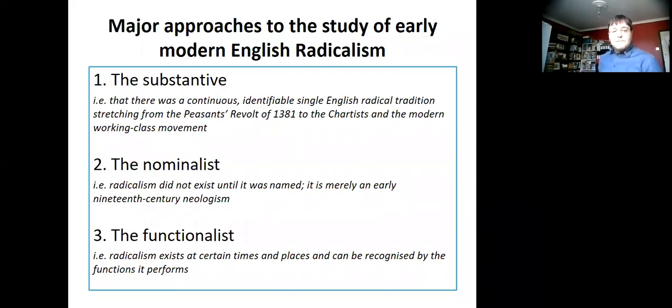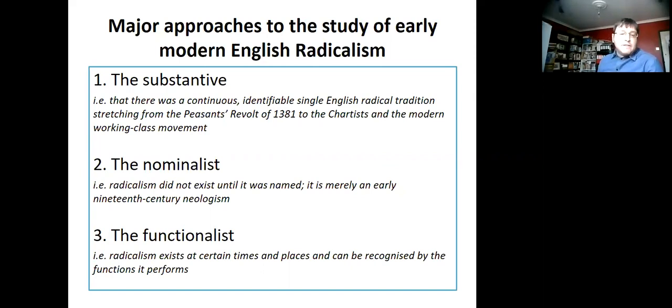Our second approach is the nominalist. This is an extreme approach that we would associate with what we call revisionists. This is the idea that radicalism quite simply did not exist until it was named. The word was invented in the 19th century. So if we want to speak about politics, we can't use the word. It's anachronistic to do so. Radicalism doesn't exist in the 17th century. There's no name for it. There's two aspects to this.